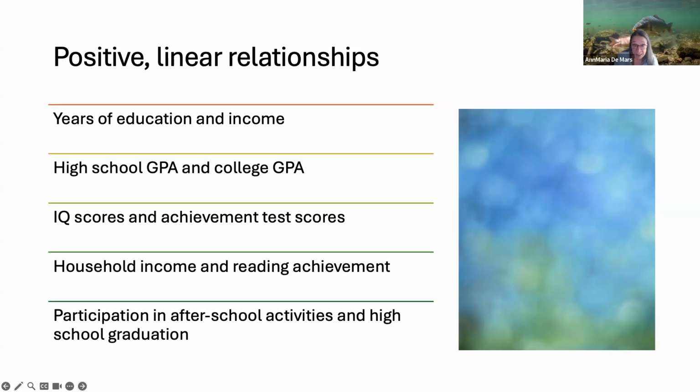IQ scores and achievement test scores are positively related. Household income and reading achievement: more affluent parents tend to have children who are doing better. Participation in after school activities and high school graduation: kids who are in after school sports, theater, chorus, all those things have a higher probability of graduating.